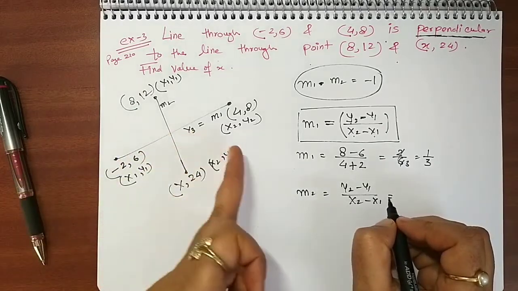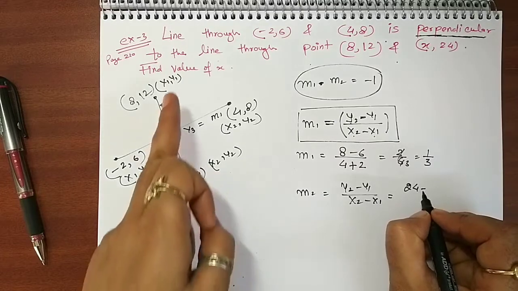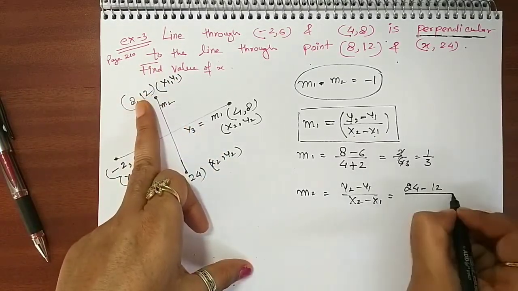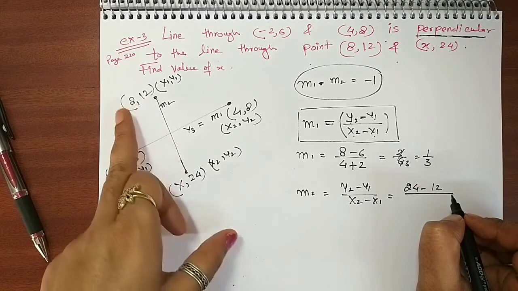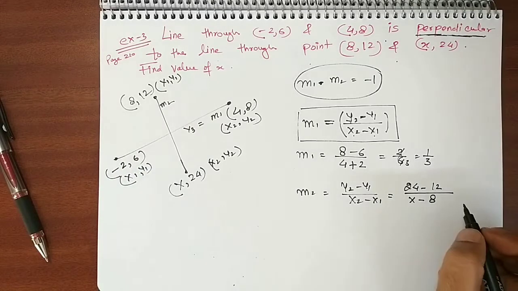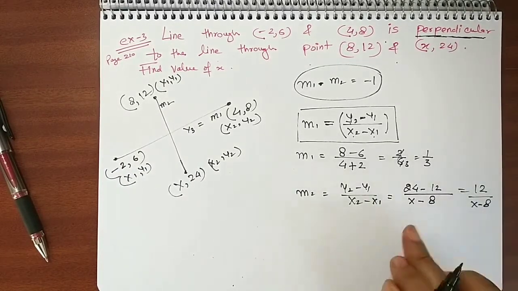What is y2? y2 is this 24. What is y1? For this line, I'm talking this line, it is 12, over x2 minus x1. So x2 is x, minus x1 is 8. I hope you got it. 24 minus 12 over x minus 8. So this is my m2.